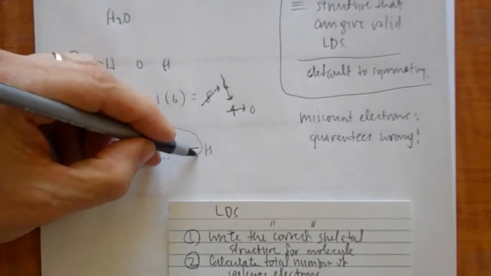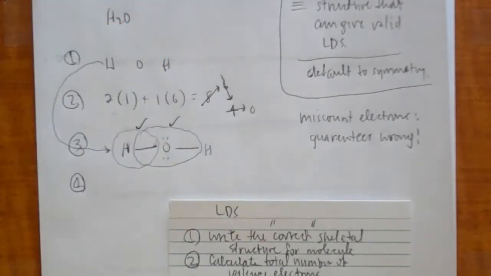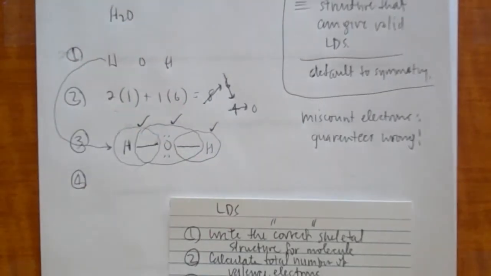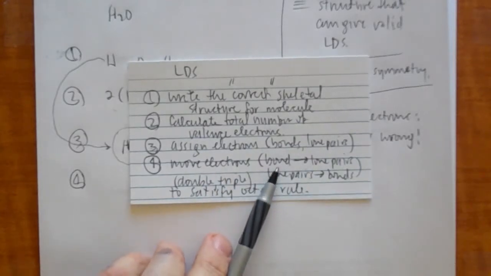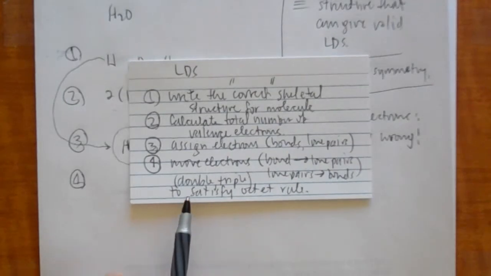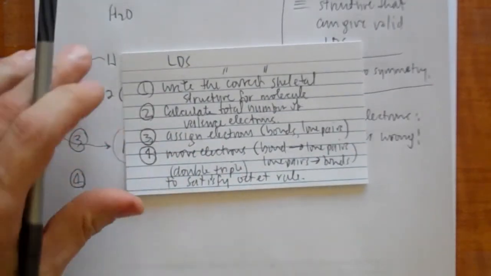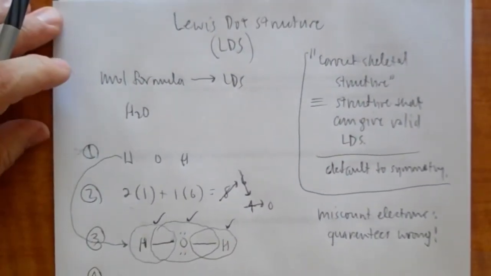Now let's do oxygen: 2, 4, 6, 8. It's satisfied. 2, that's hydrogen, so it's satisfied. Okay, we're good, so I don't need to move electrons. Step 4 was move electrons: either move them from a bond to lone pairs, or lone pairs to a bond. We have to consider double and triple bonds also, and we do this to satisfy the octet rule. So that is the Lewis dot structure for water.